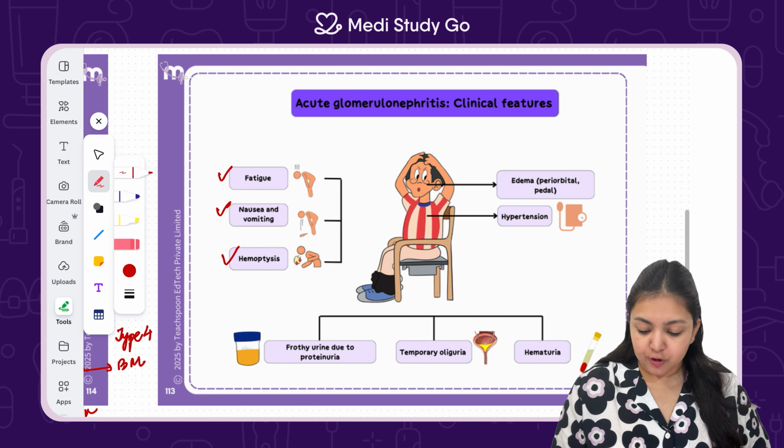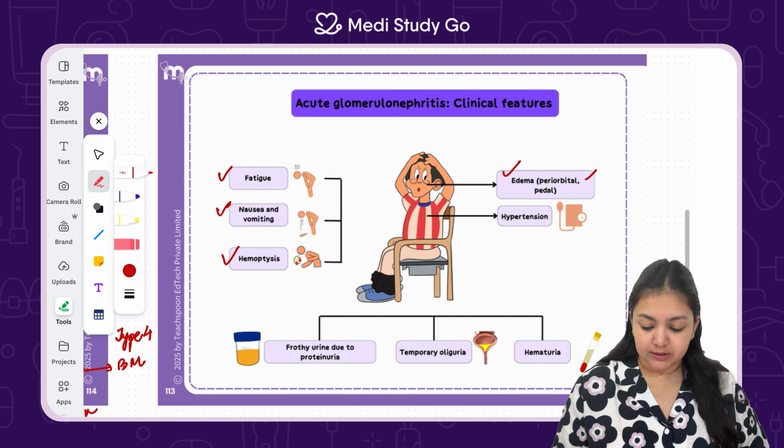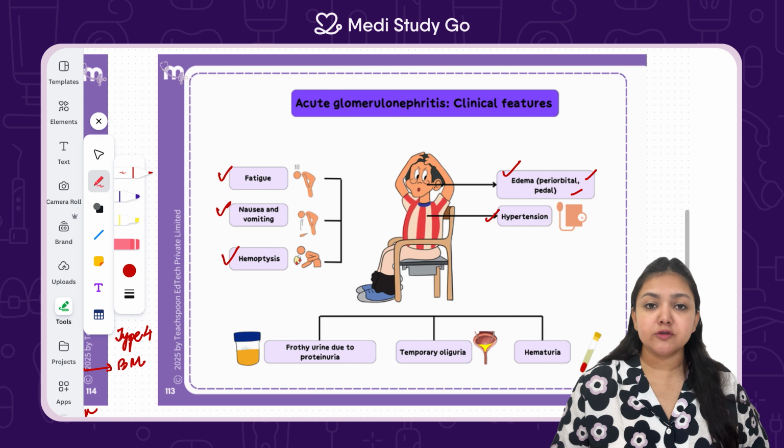Other than this, there is going to be edema because the kidney function is deranged, water retention might happen, and that is going to lead to periorbital and pedal edema, along with hypertension, because excess fluid overload will put a load on the heart, and the heart is going to try to increase its cardiac output, thereby deranging the heart function and leading to hypertension.